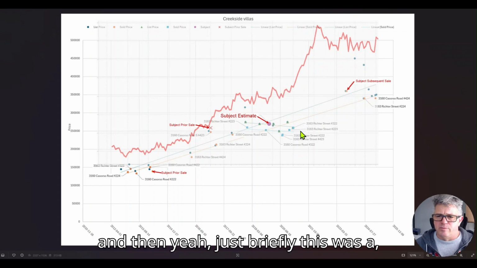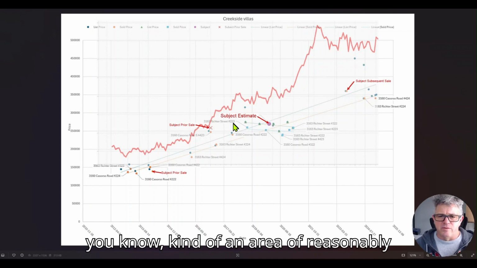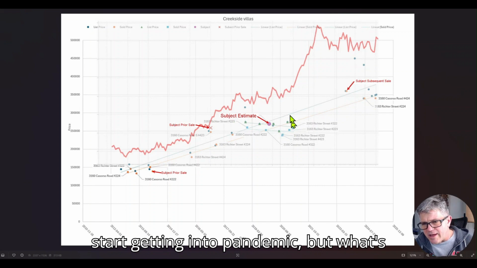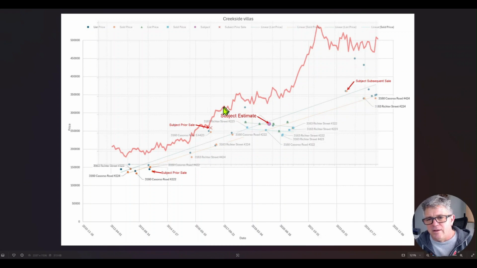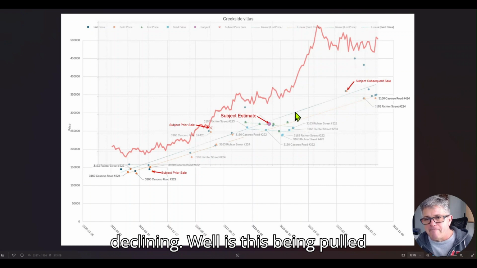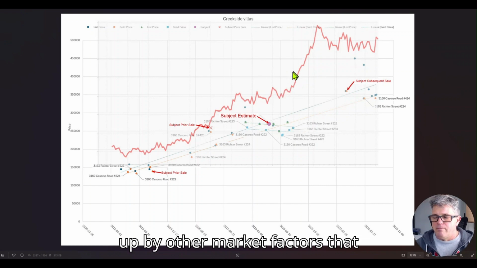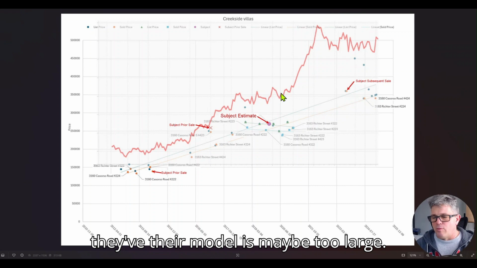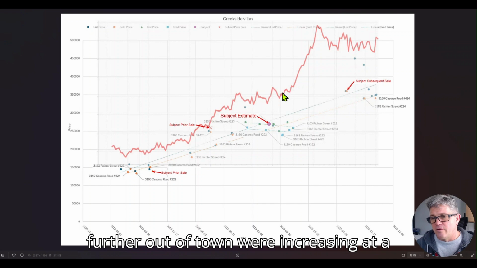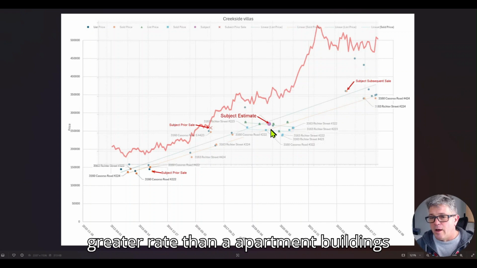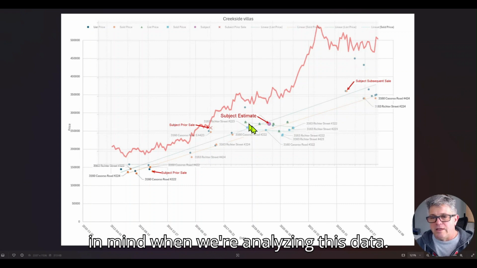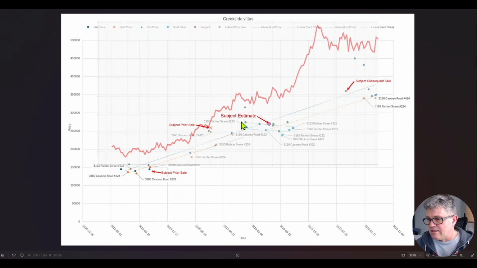And then just briefly, this was an area of reasonably stable sale prices. Of course, we now start getting into the pandemic, but what's happening here? Why is this increasing and seemingly this is declining? Well, is this being pulled up by other market factors? Their model is maybe too large. We know single-family larger homes further out of town were increasing at a greater rate than apartment buildings like the subject during that time. So maybe you want to keep that in mind when we're analyzing this data.